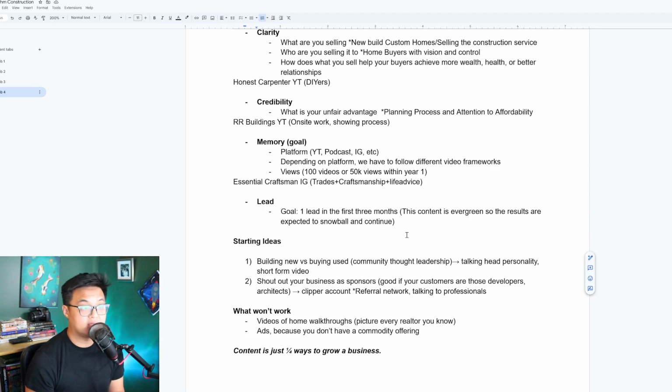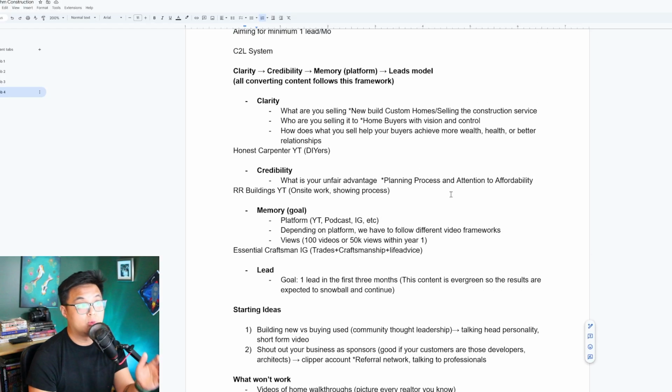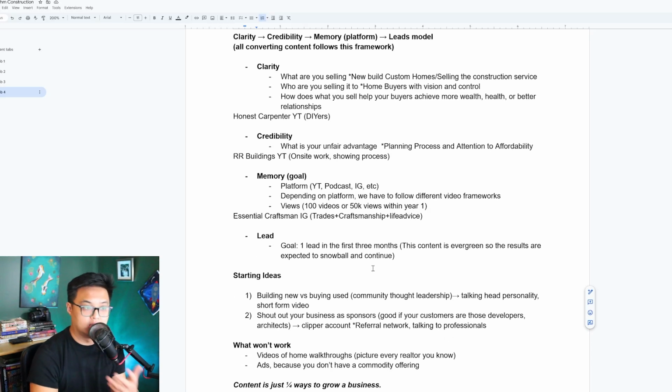I would expect that in the first 3 months, we'd probably see 1 at a minimum. The reason for that low number is because the first month, we're generally spending time trying to figure out what our clarity and our credibility is, really nailing that down before we just start pumping out videos. And then as we go, the catalog starts building. And then, like I said, the content is evergreen.